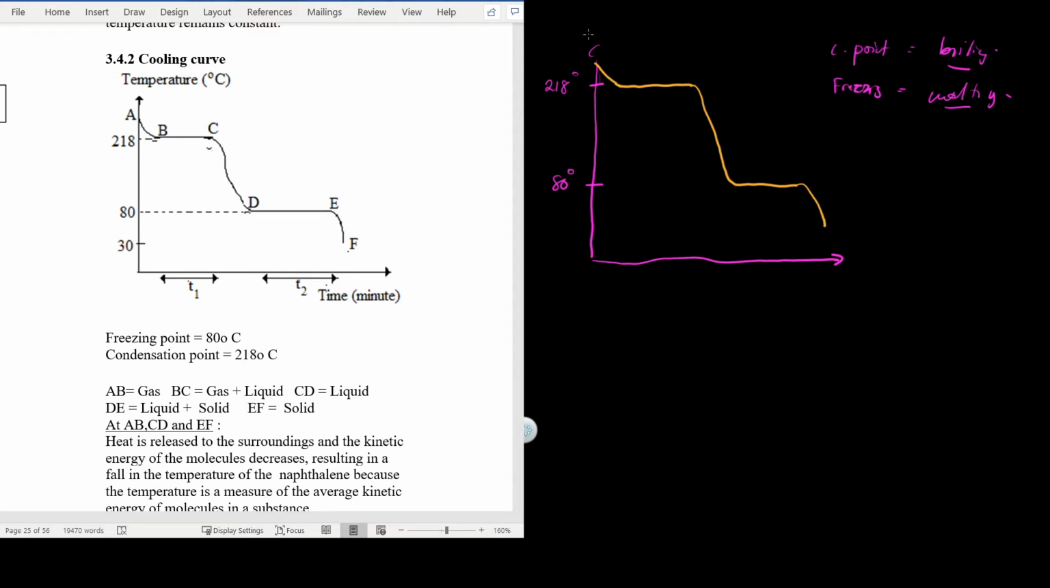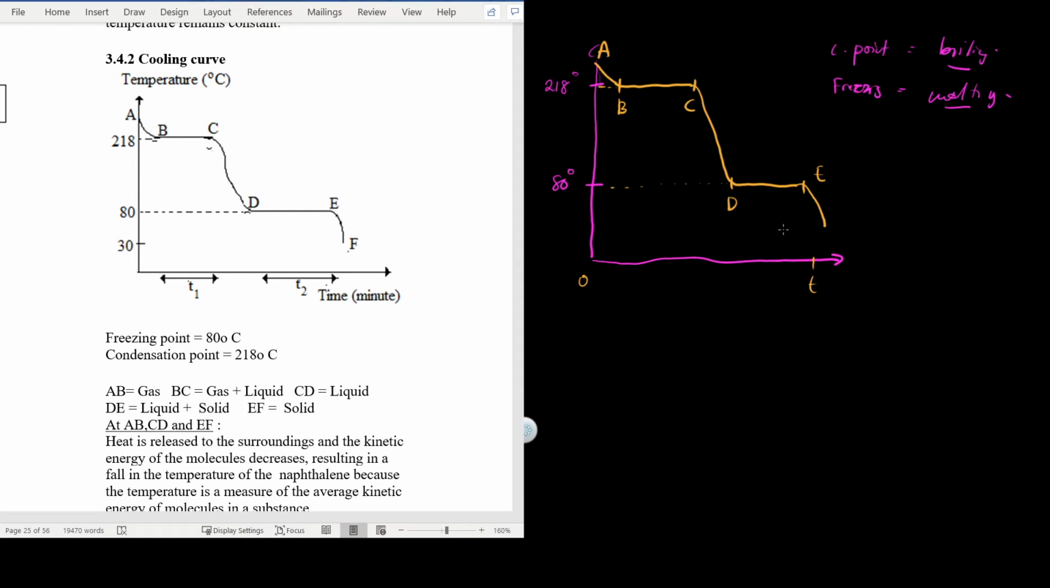Here we have point A, point B, point C, point D, and point E. From B to C, it should be constant, which is equal to 218 degrees Celsius. And from D to E, it should be constant, which is equal to 80 degrees Celsius. And of course, time will increase from 0 to t.